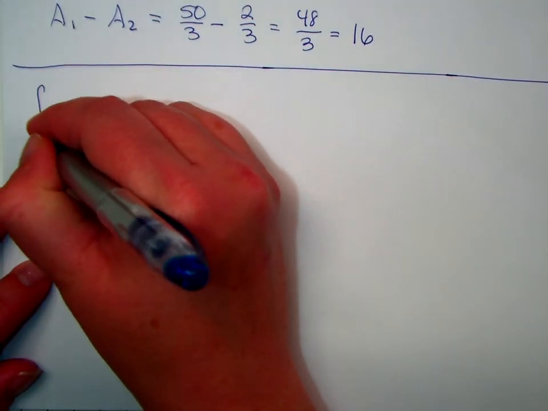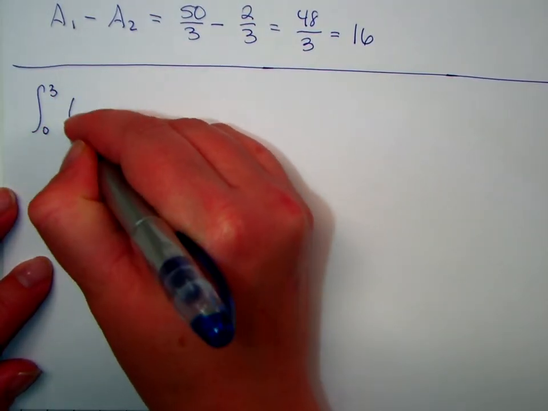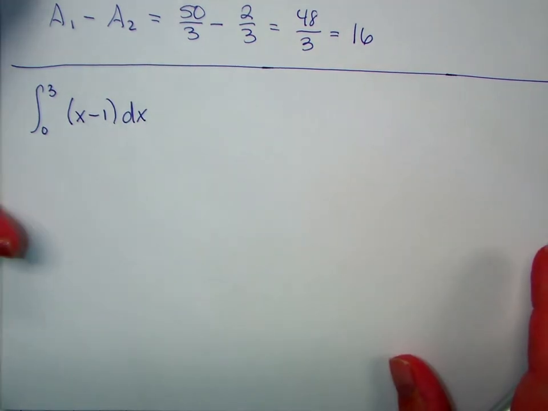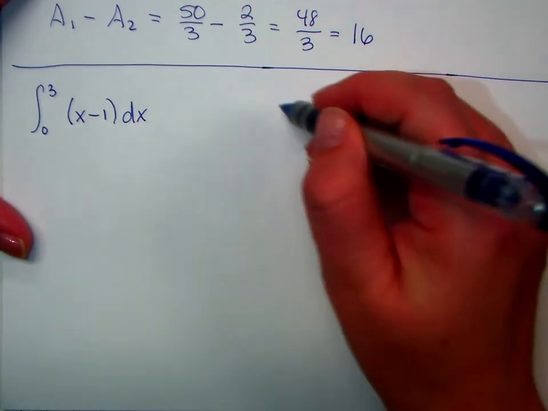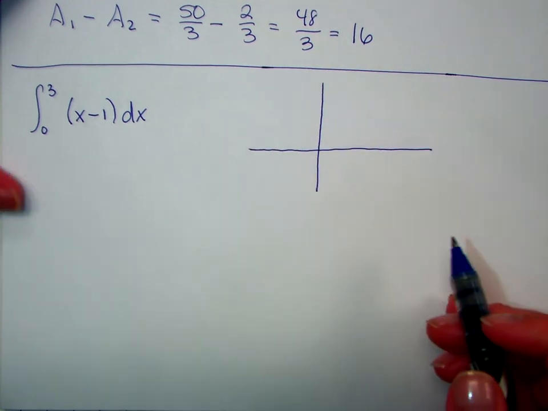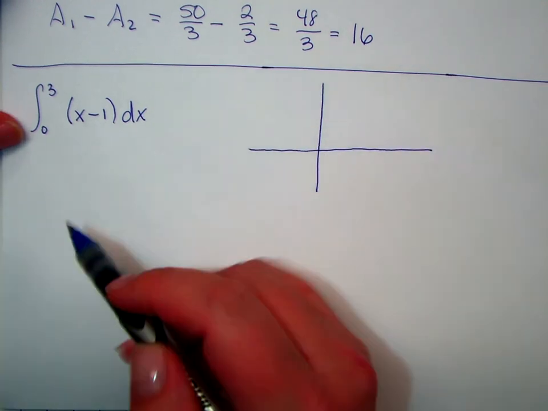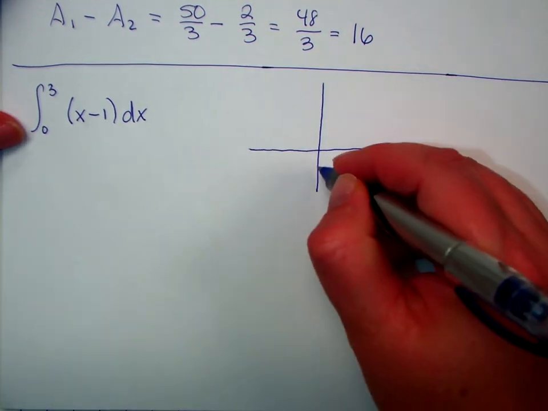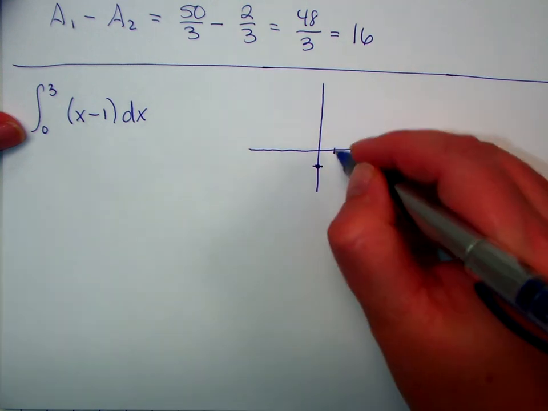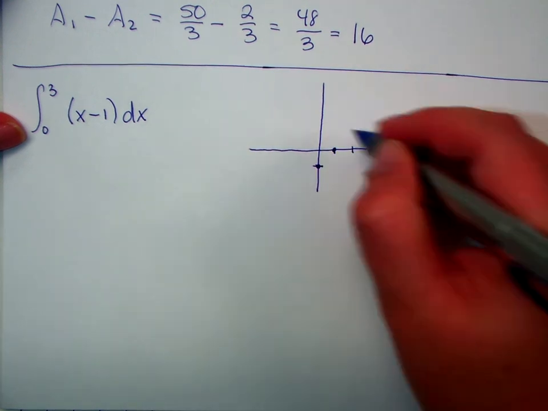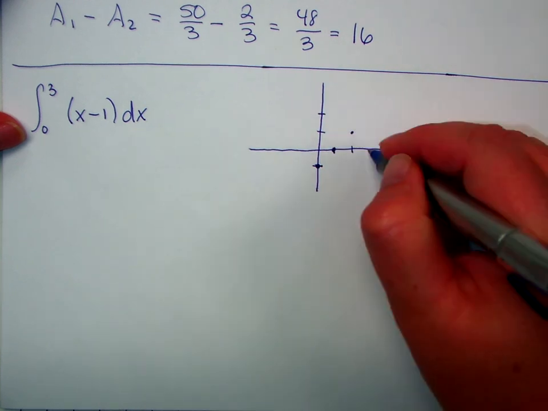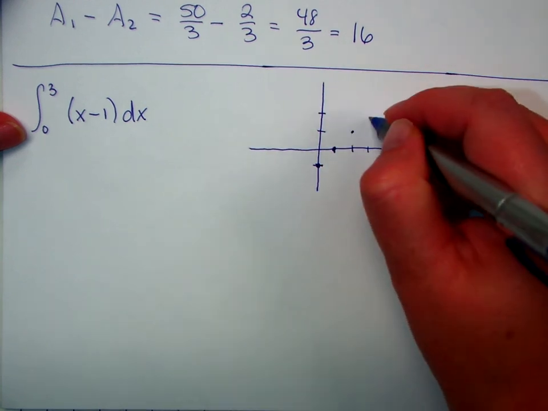Okay, the area between 0 and 3, x minus 1 dx. Right? Using geometry. So what you want to do is you want to come up with a graph. Right? Where is this line? So if I plug 0 in for x, the graph is at -1. If I plug 1 in, I'm going to get at 0. 2 in, we're up at 1. And if I plug 3 in for x, we're up at 2.